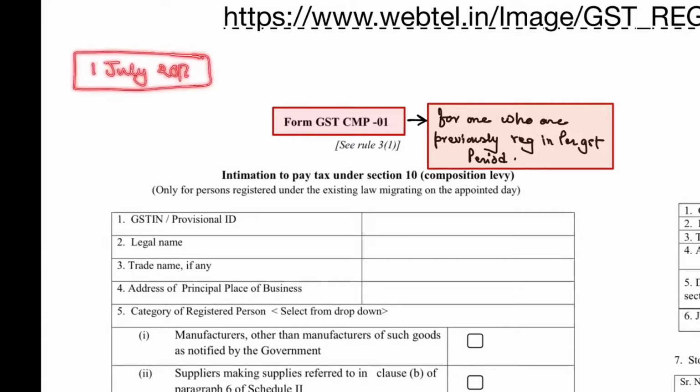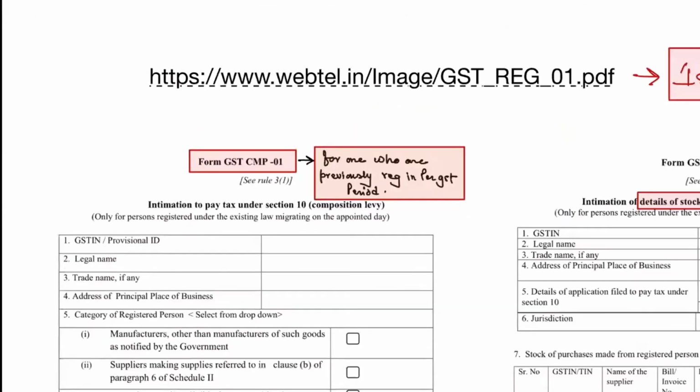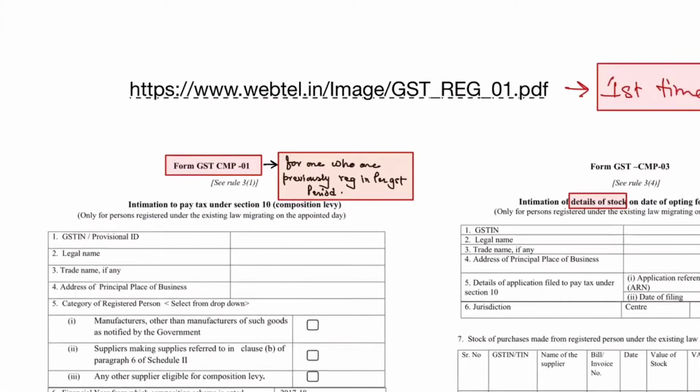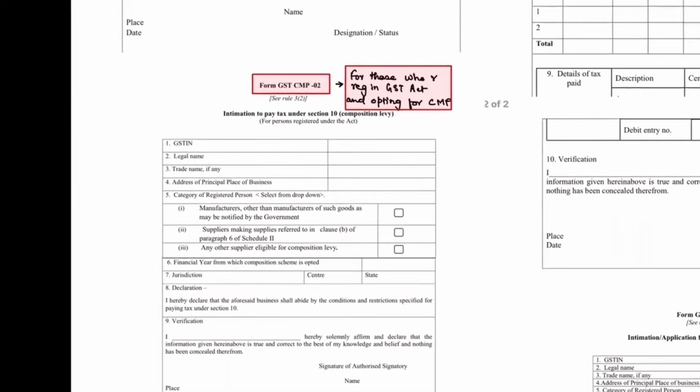Now see, do you think that persons will now be filling up this form? No, there are very negligible chances. Either for the first time registration only he will take composition scheme, or he might get registered and then file form GST CMP 02. Okay, but the same intimation to pay tax under section 10 is for persons registered under this act, meaning he was already registered under GST and now is opting for composition scheme.